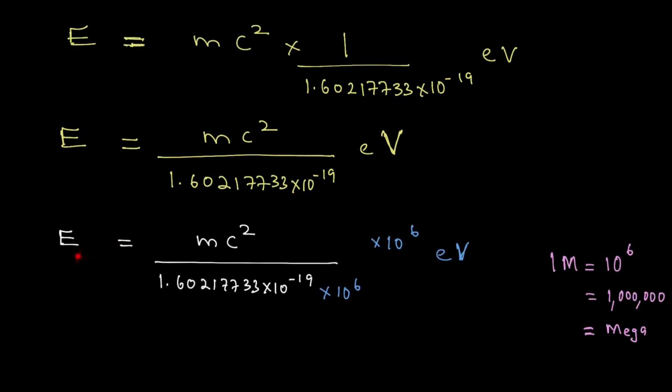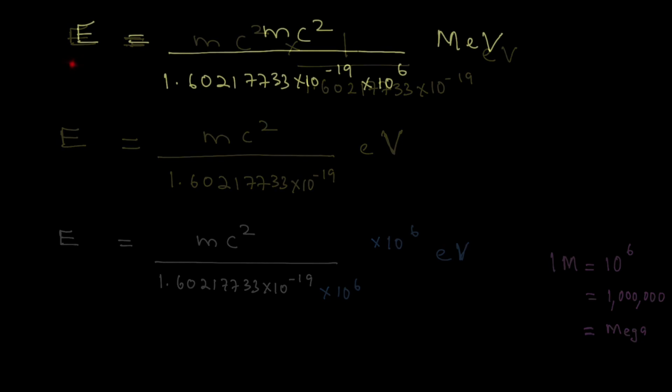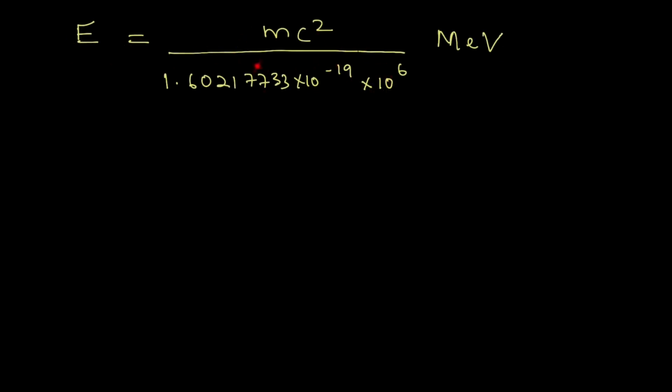Now I'm going to rewrite this equation by dividing it by 1,000,000 and timesing it by 1,000,000. 1,000,000 cancels 1,000,000. So I'm going to replace the 10 to the power 6, which is 1,000,000, by M, and M stands for mega, and mega is 10 to the power 6. So therefore, I'm going to get MeV, and the new value will be this value in MeV. So this is the new equation for energy in mega electron volts.